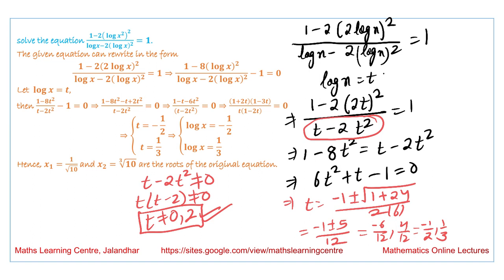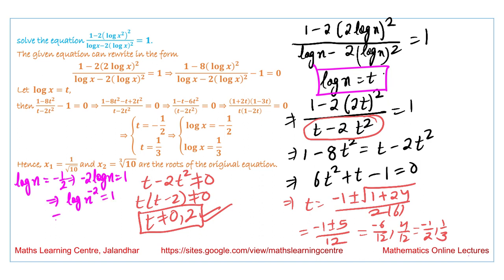Now if we substitute these values of t in the given equation, where log x is equal to t, the first condition is log x is equal to minus 1 by 2. This implies minus 2 log x is equal to 1. This implies log x raised to the power minus 2 is equal to 1. This implies x raised to the power minus 2 is equal to 10. So x is equal to 1 by square root of 10. So corresponding to minus 1 by 2, the value is 1 by square root of 10.